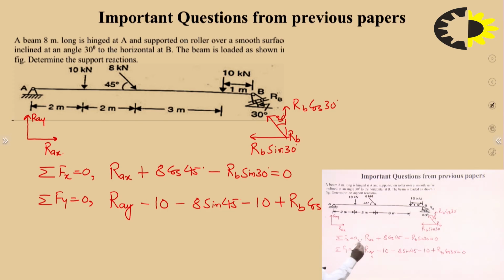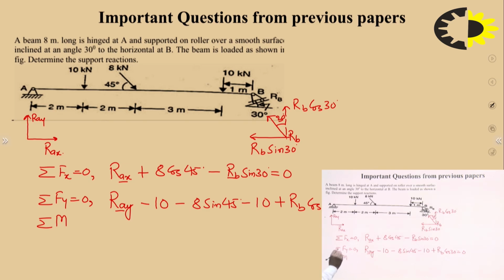How many unknowns are there? 1, 2, 3. So is it possible to find out 3 unknown variables by 2 equations? No, definitely no. Mathematics doesn't support this. So we need a third equation also.